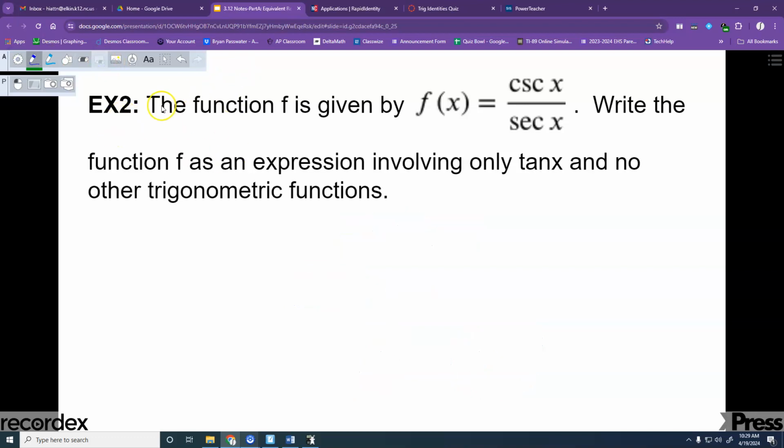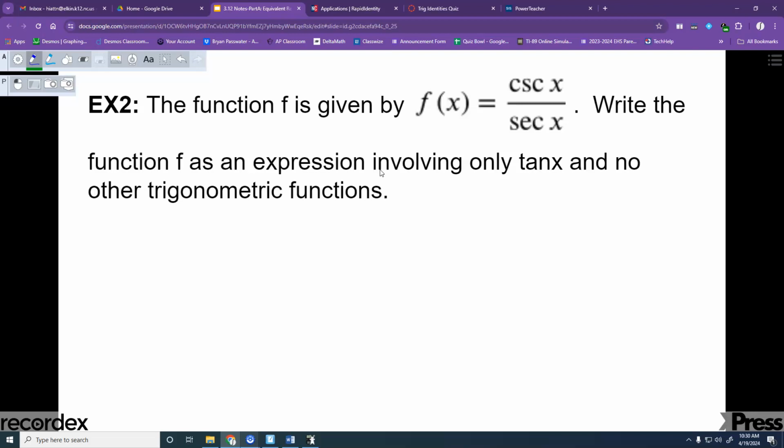Okay, this says the function f is given by f of x equals cosecant x over secant x. Write the function f as an expression involving only tangent and no other trigonometric functions. Basically it's asking us to simplify this or rewrite it in a different way. So we have to think about some strategies that we can use.